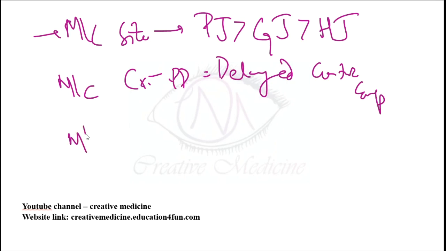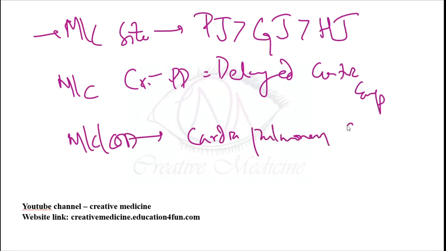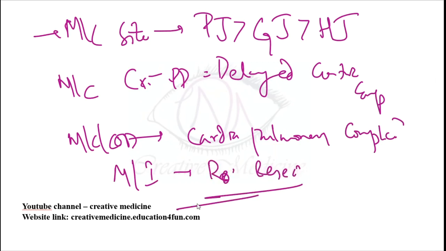What is the most common cause of death? The most common cause of death is cardiopulmonary complications. Then what about the most important predictor of survival? R0 resection will predict survival. The most important predictor of survival is R0 resection.